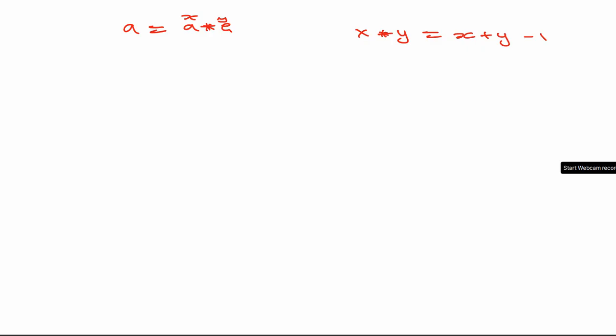So what are we going to get? We are going to say a is equal to, in this case, this will be replaced by this, or this we will replace x. We are going to have a plus e here, then minus 1. So we want to find the identity. The identity is what we are actually talking about. We want to see if the identity exists.